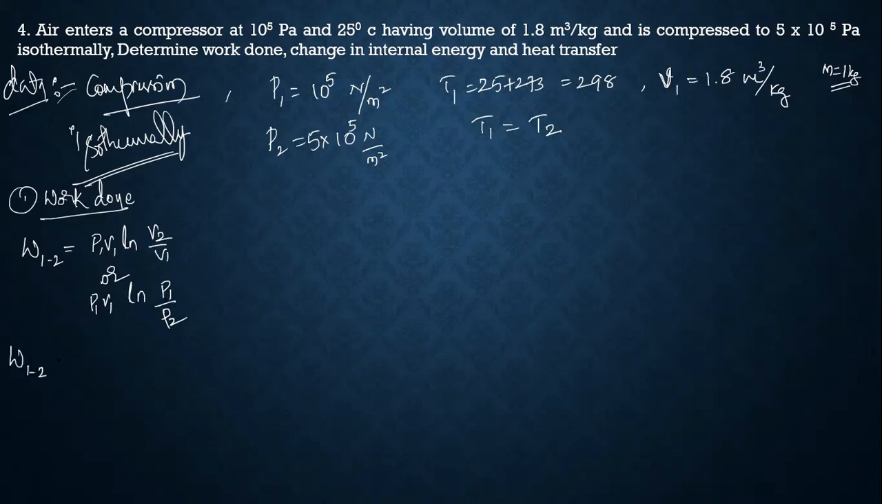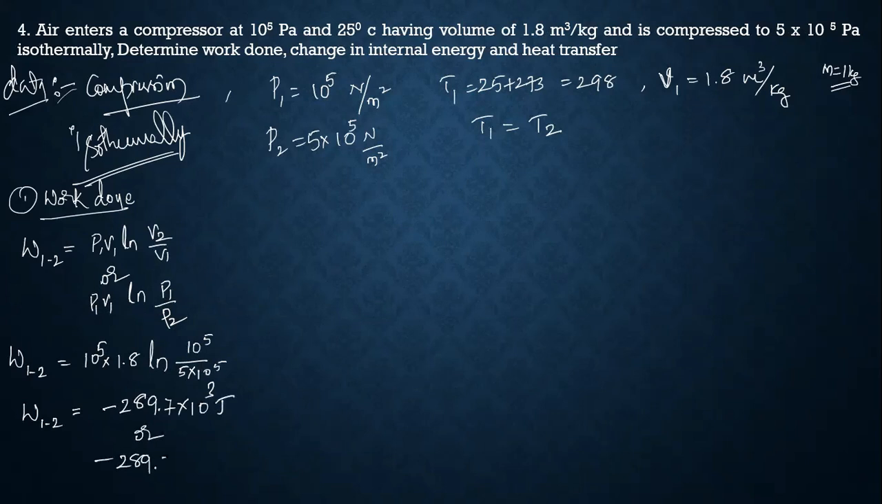Therefore, W1 to 2 is equal to P1, which is 10 to the power of 5, V1 is 1.8, and ln P1 by P2, where P1 is 10 to the power of 5 and P2 is 5 into 10 to the power of 5. And W1 to 2, you get minus 289.7 into 10 to the power of 3 joules, or else minus 289.7 kilojoules. Negative, you can verify, telling that the process is compression.